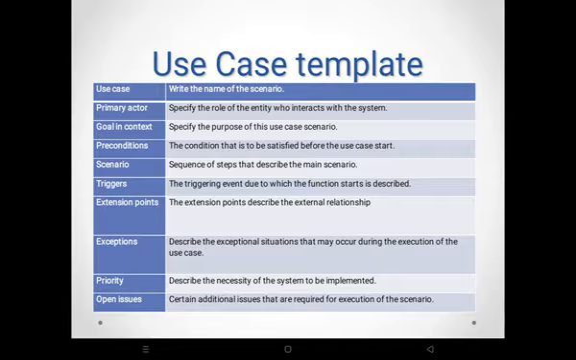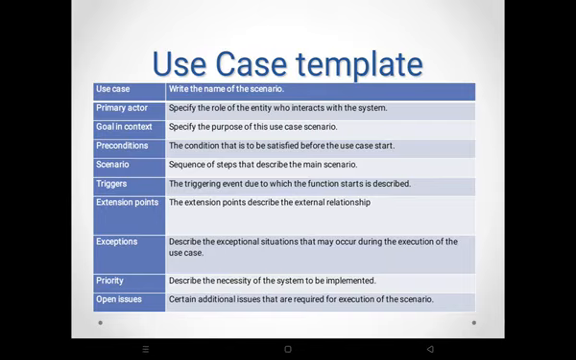The first one is the use case name. Here in the use case, you write the name of the scenario. Okay, what is the primary actor? Specify the role of the entity who interacts with the system. For example, consider an ATM. Who interacts with the system? The customer can interact with the system. So the customer is called the primary actor.